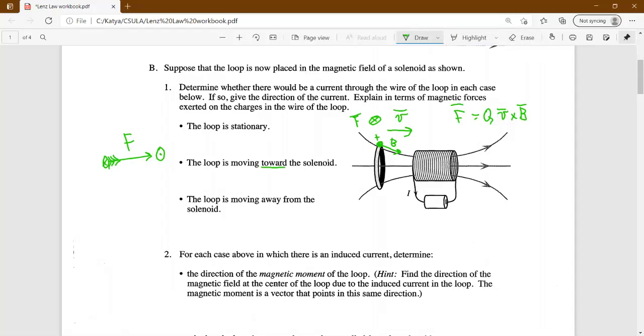And the force on other, not electrons, but I'm going to consider positive charges, is going to, for example, if they are located here in the middle of the loop, be down, and if they're located here, it's going to be up.